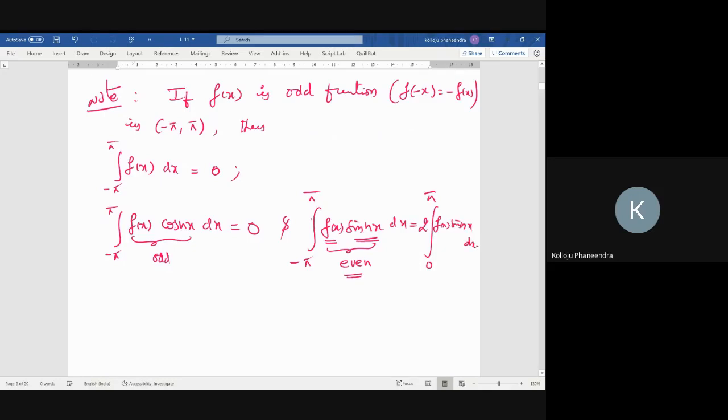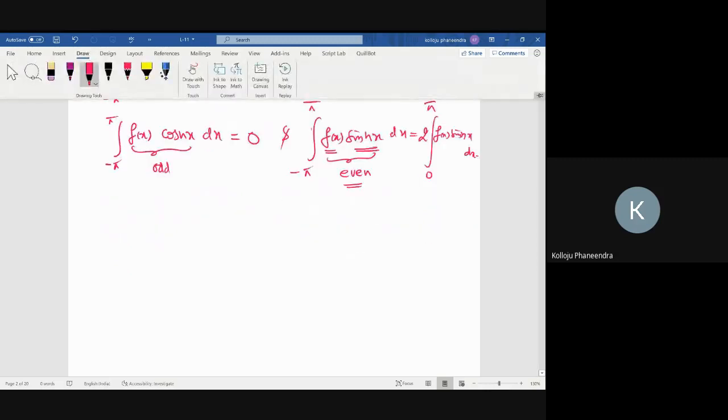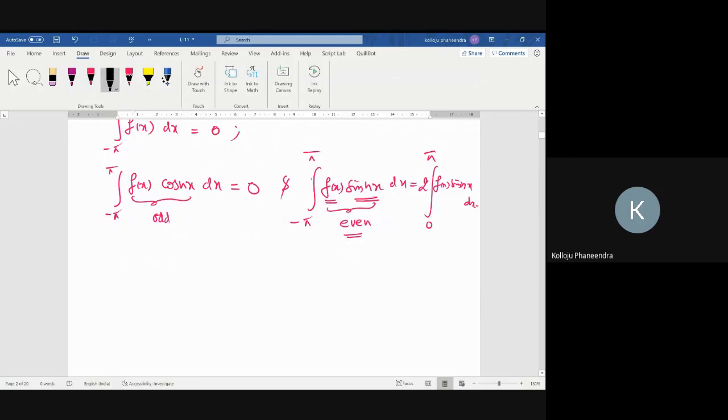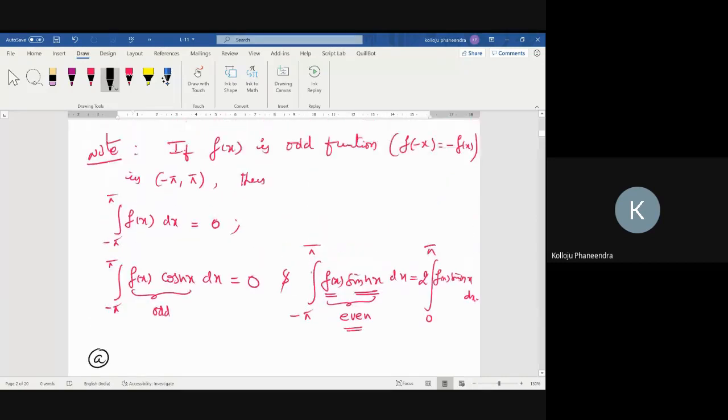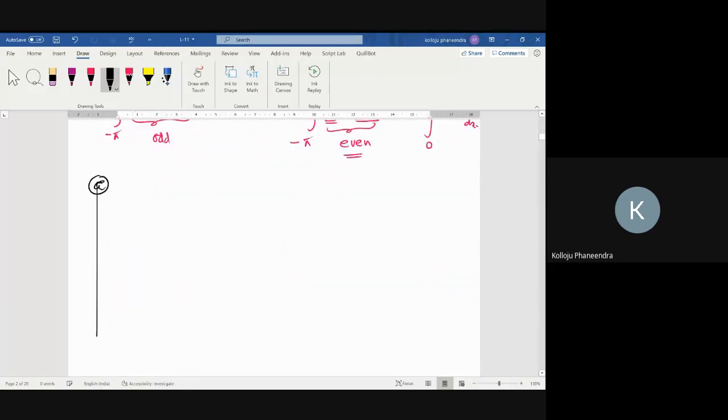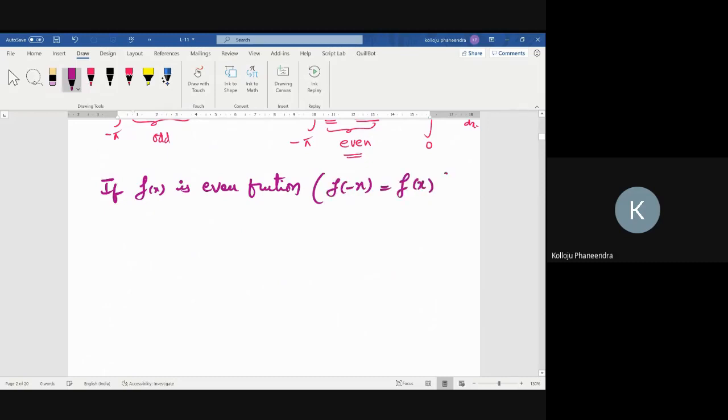So the first point is here. Let me complete this. The odd function case is over now. Coming to the even function, if f of x is an even function, that is what even function means: if I replace x by minus x, I will get f of x, in our interval minus pi to pi. Then what is this? Integral minus pi to pi f of x dx. What does this become?